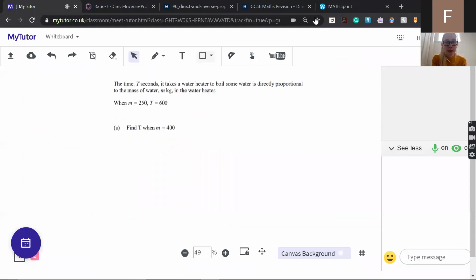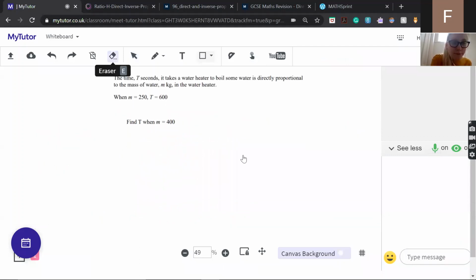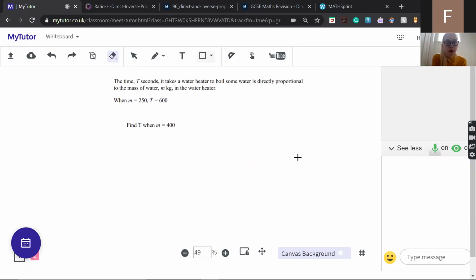So let's have a look at this one. We're just going to be looking at part A. So these questions all normally take the same kind of format. It tells you the relationship. It will tell you one case. So this is the relationship: T is directly proportional to M. Then it tells you one case. So when M is 250, T is 600. And then it asks you the question. So what we really need to do is find this K.